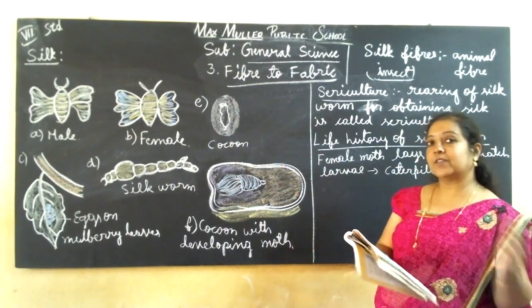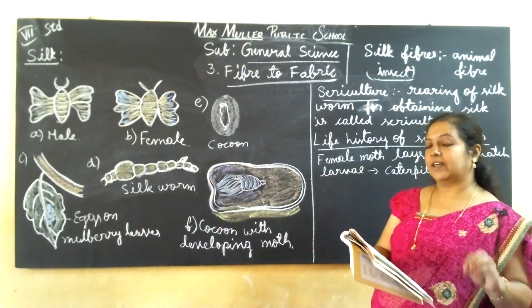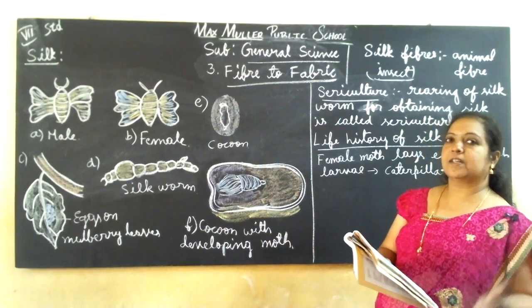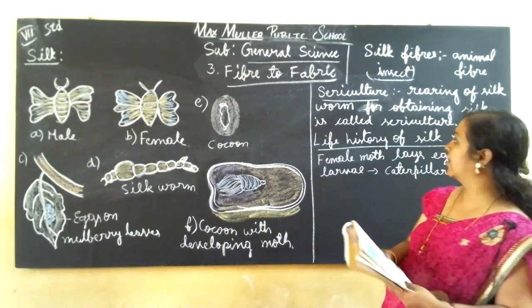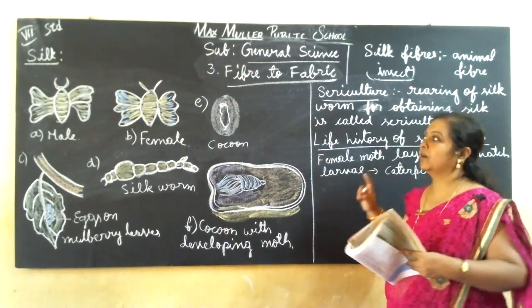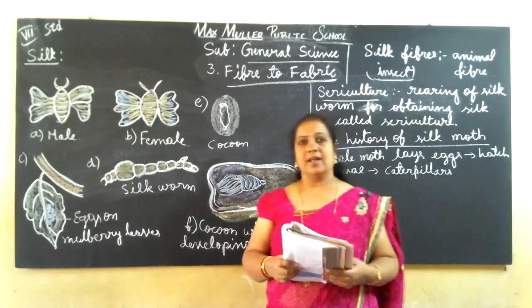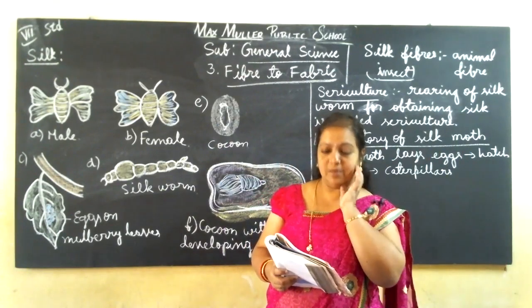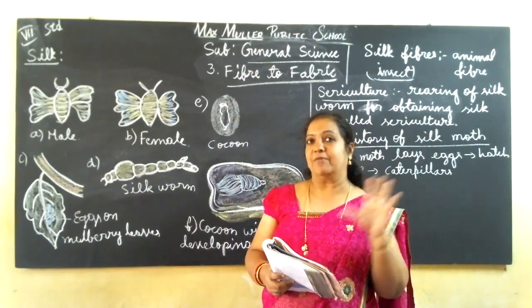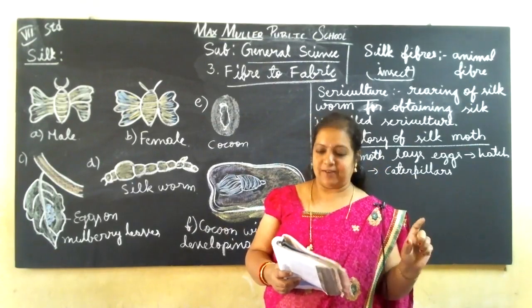Okay. Afterwards, we'll study about the fibers, cloths, and all. Now, we'll study the life history of the silk moth. The life history of the silk moth begins with the female silkworm. That means worms will be the main thing for producing the silk fiber.